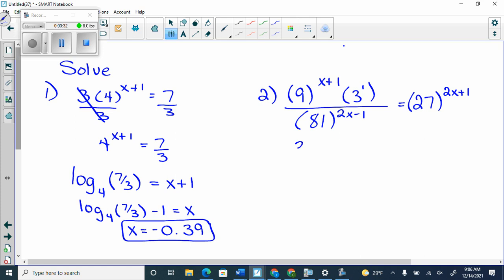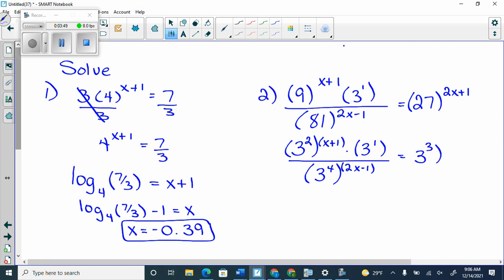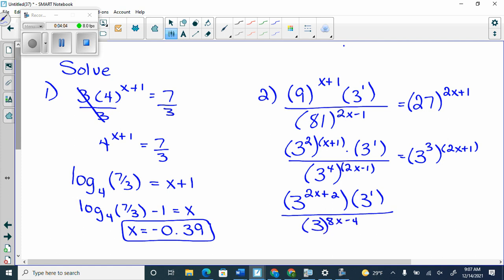9 is 3 squared to the x plus 1. And then 3 to the 1. And then 3 to the 4, the 2x minus 1. And then 3 to the 3, to the 2x plus 1. And so I get 3 to the 2x plus 2, 3 to the 1 over 3 to the 8x minus 4, equals 3 to the 6x plus 3.